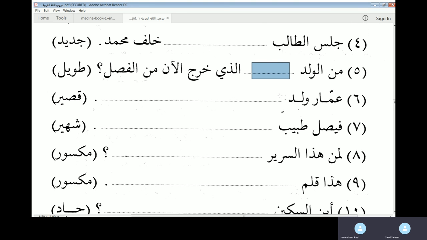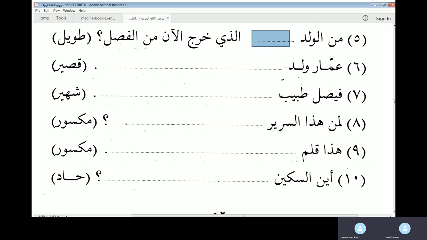Manil waladut tawilu alladhi kharaja al-ana min al-fasli. So who is the tall boy who went out just now from the class? Okay. Ammarun waladun khatirun. Ammar is a short boy. Faisalun tabibun shahirun. Faisal is a famous doctor.